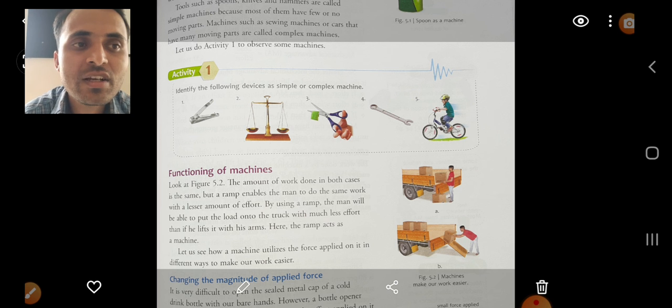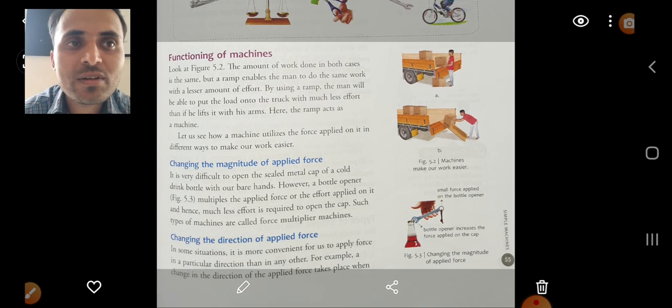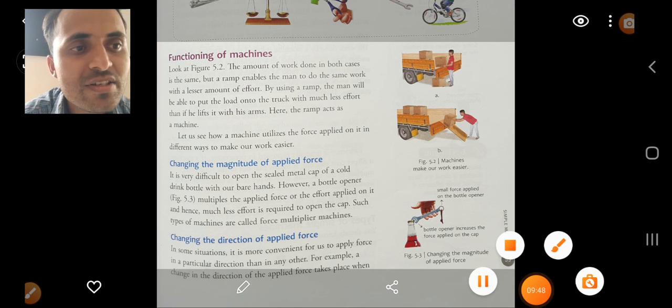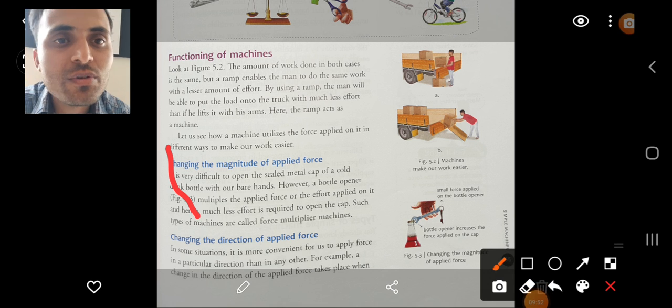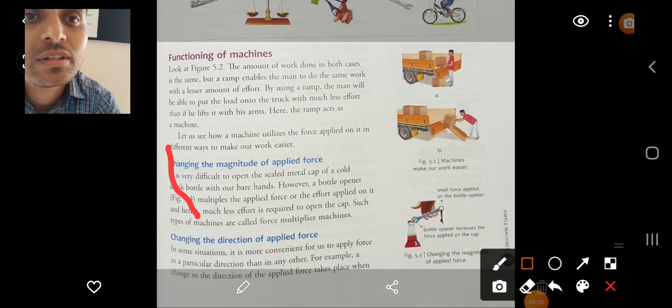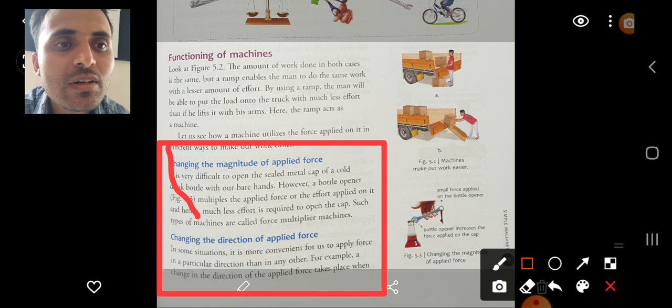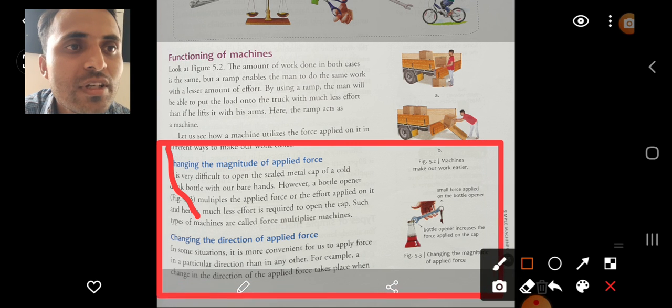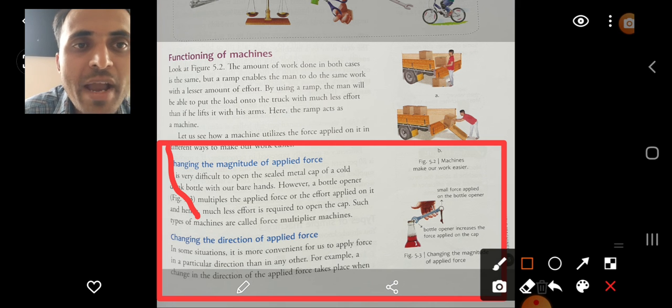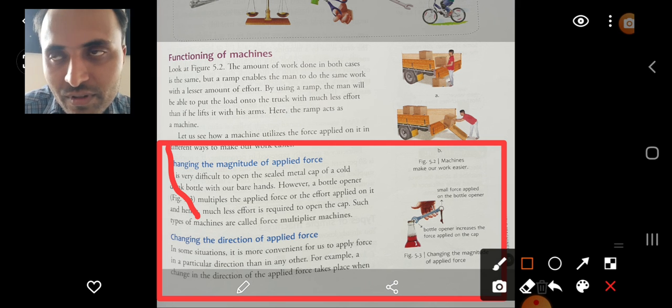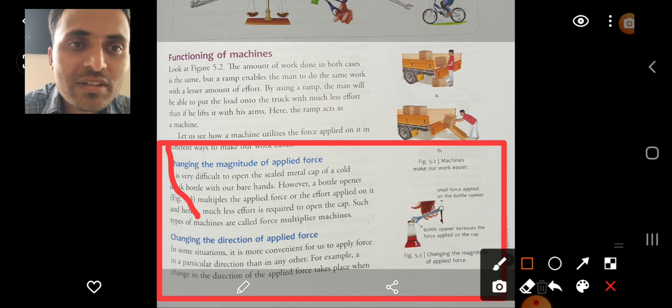Now we will focus on the functioning of machines. What are the different functions performed by every machine? We have to see them one by one. So carefully listen to all these points with the help of diagrams. Changing the magnitude of applied force is the first function done by every machine.